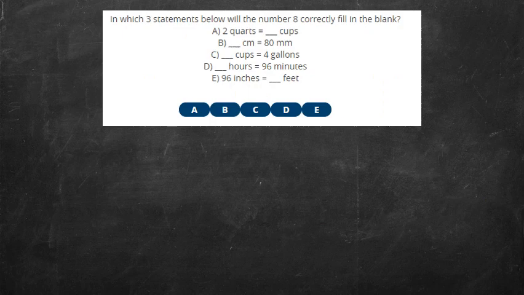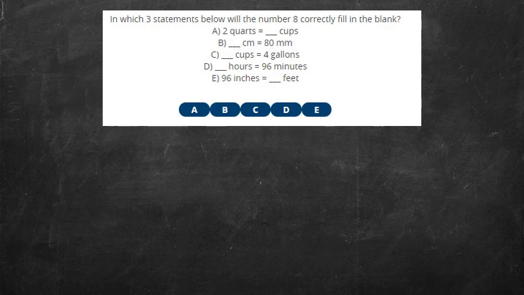All right, so here's another question that involves a lot of thinking. So let's break this one down. In which 3 statements below will the number 8 correctly fill in the blank? We're going to look at each one of these statements, and we're only going to pick 3 in which the number 8 will fill in the blank. So let's look at the first one, A.